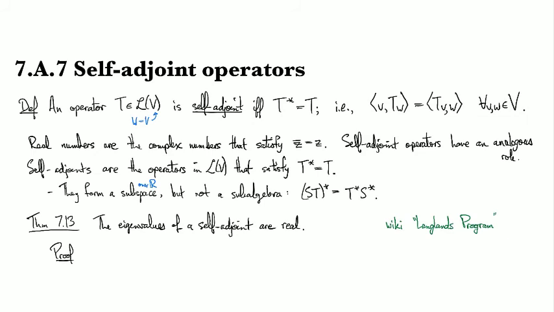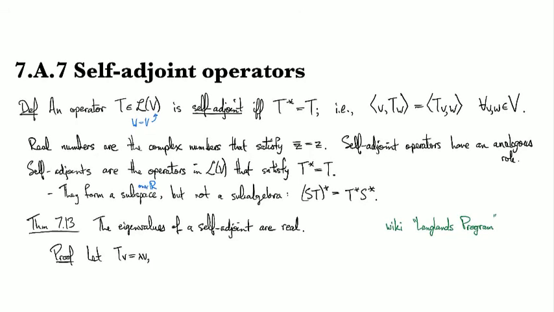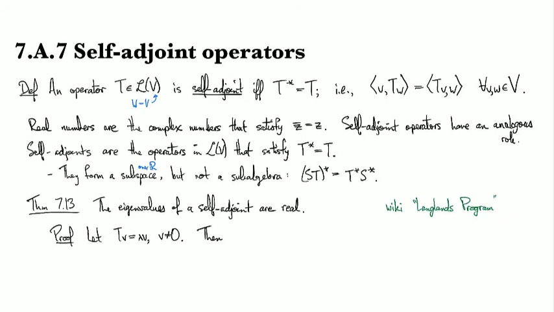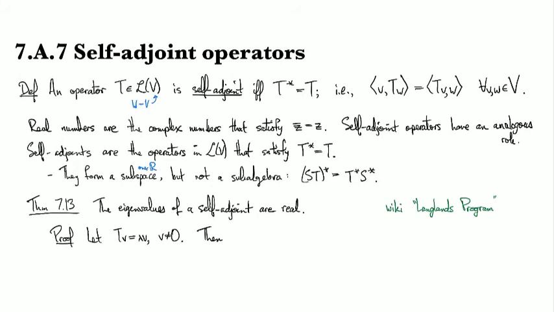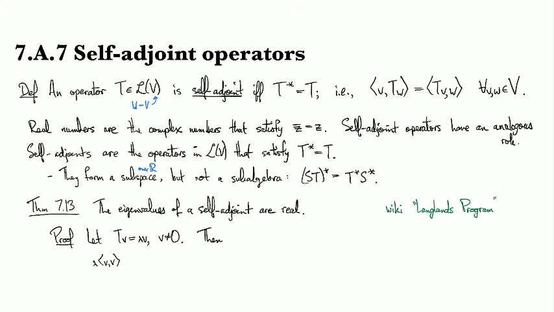So, let's see. The eigenvalues of a self-adjoint operator. Okay, we're going to need an eigenvalue. So let's suppose that Tv is lambda v with v non-zero, so that we have an eigenvalue-eigenvector pair. Okay. Then, and I love this proof because it's slick, simple, straightforward, and it just shows the beauty of inner products and the importance of self-adjoints all in one. So we're going to take lambda times the inner product of v with itself.